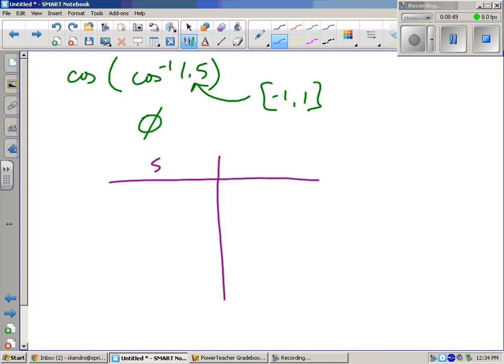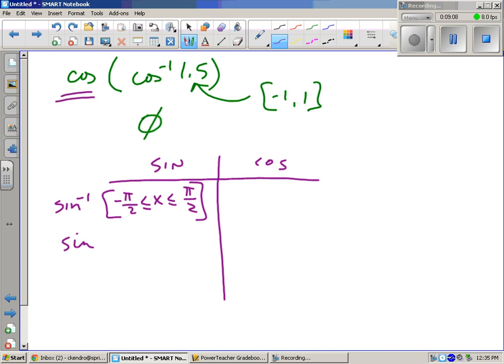So if I have sine and cosine, what you need to look for is if you have inverse sine, your answer has to be between negative pi over 2 and pi over 2. But if you have just sine, like this position, the last thing you're going to do is just plain old sine, then your answer has to be between -1 and 1. If those happen, then your answer is what you started with. If those aren't happening, then it's going to be a little different.